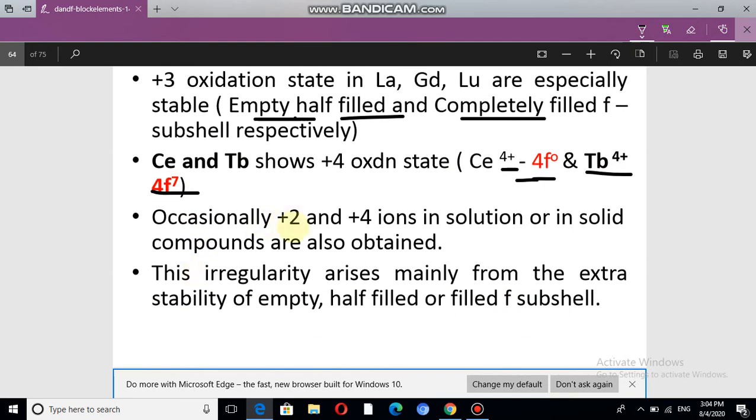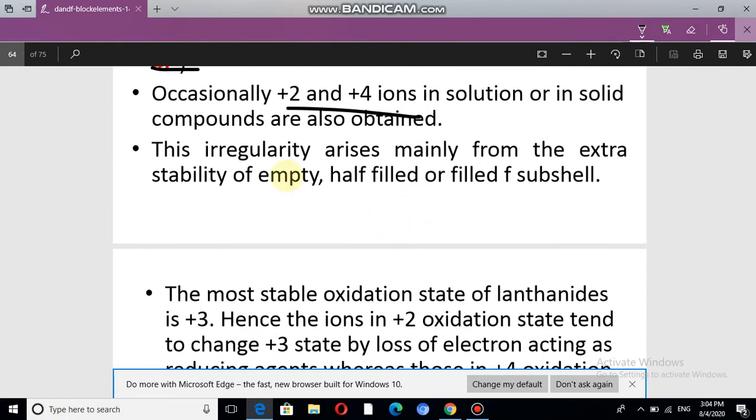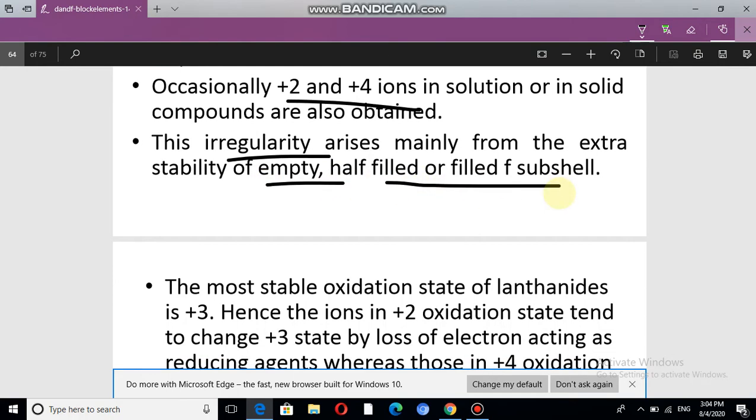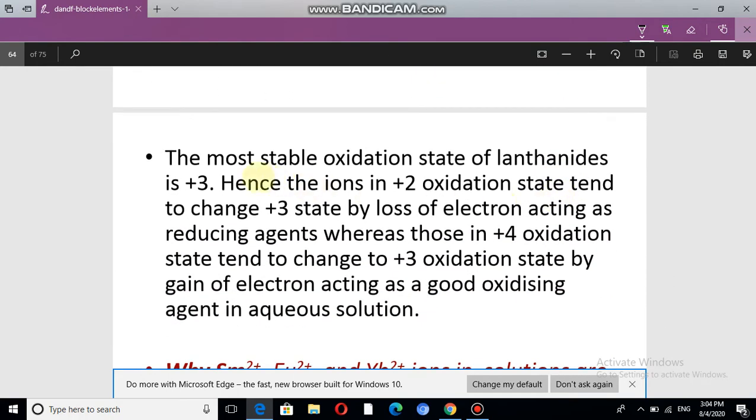+2 and +4 oxidation states are also shown by these elements. The irregularities are due to, again as I have told, empty, half-filled or fully filled f orbitals. Because the +3 state is stable, the +2 ions tend to change to +3 by losing an electron, so they act as reducing agents, and +4 ions tend to change to +3 by gaining an electron, so they act as good oxidizing agents in aqueous solutions.